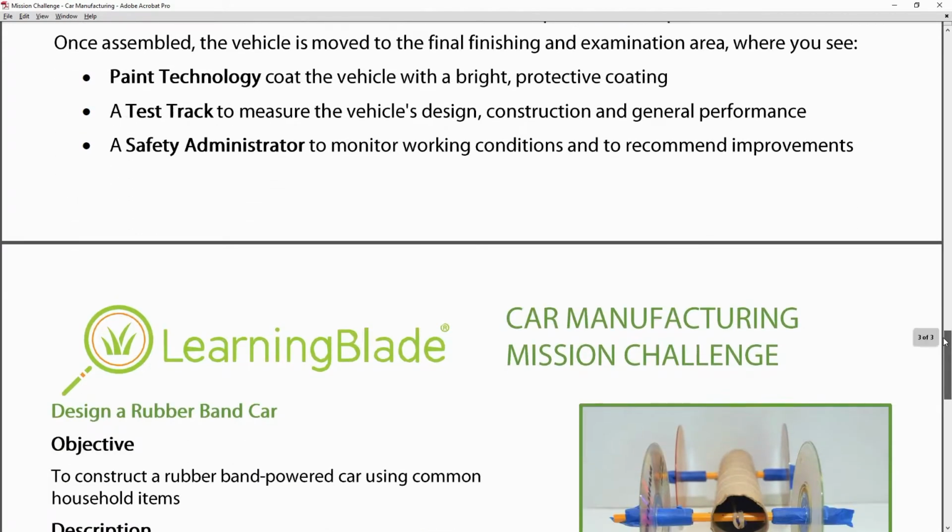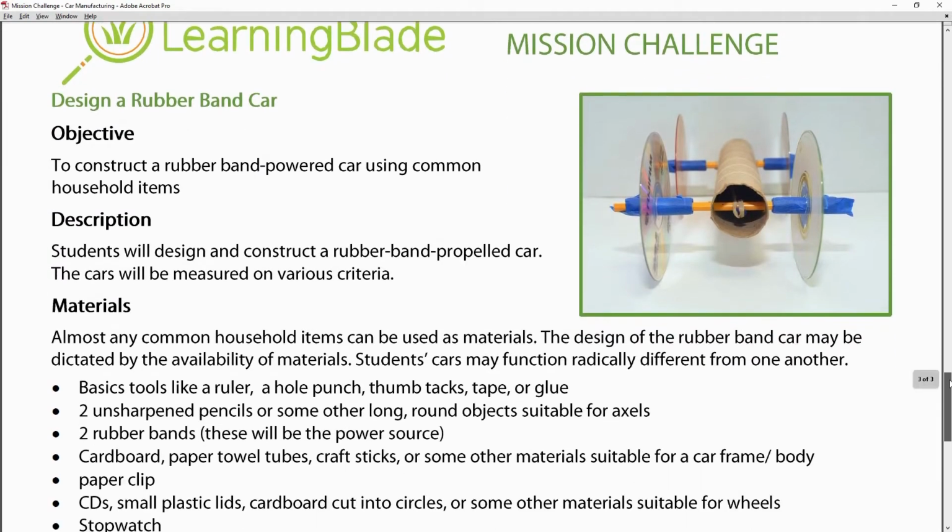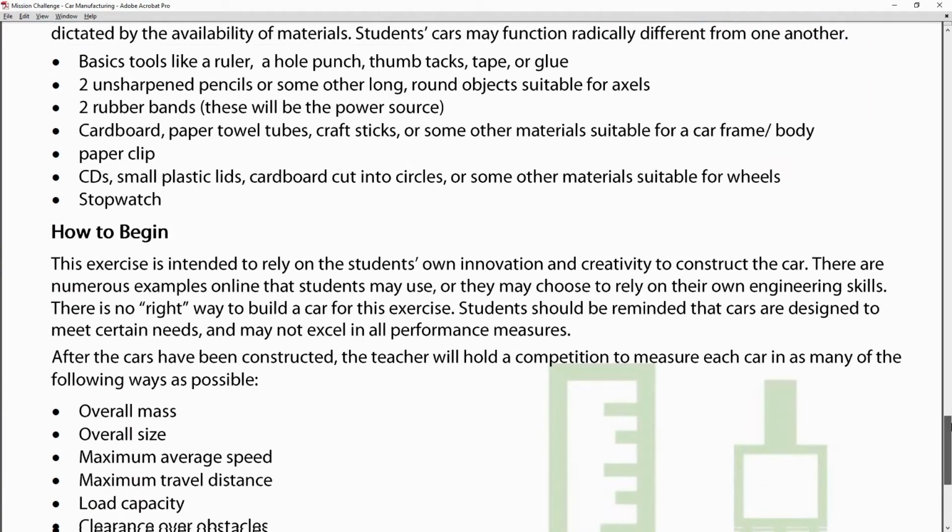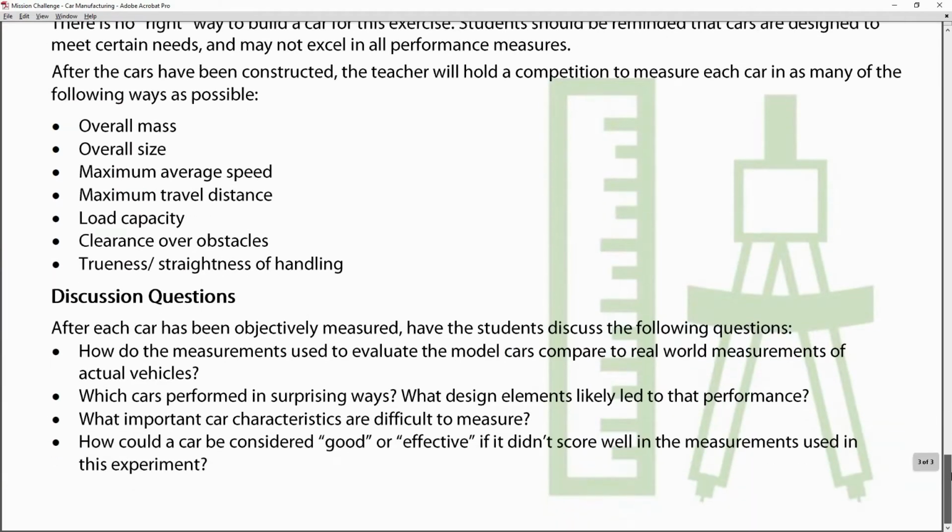In this Mission Challenge activity that we're going to do today, your students will become automotive engineers as they design and construct a rubber band powered car that will be measured in various ways. Through this, they'll explore how to design and construct model cars and then understand how a car's features impact its performance. So now let's begin constructing our rubber band powered cars.